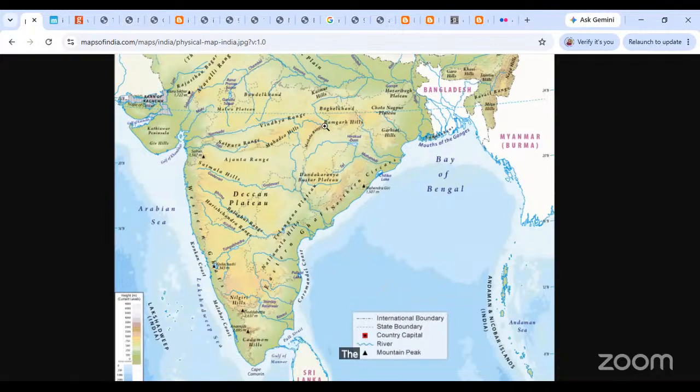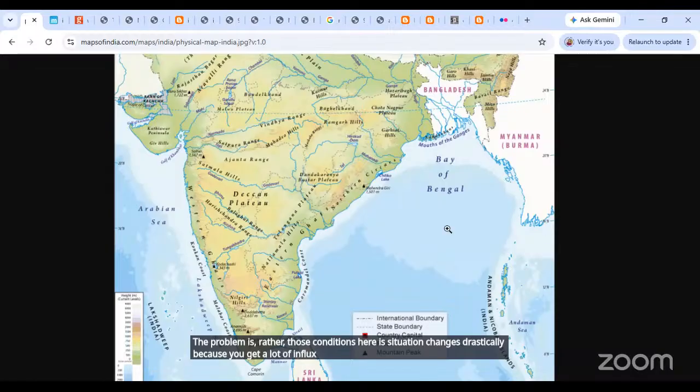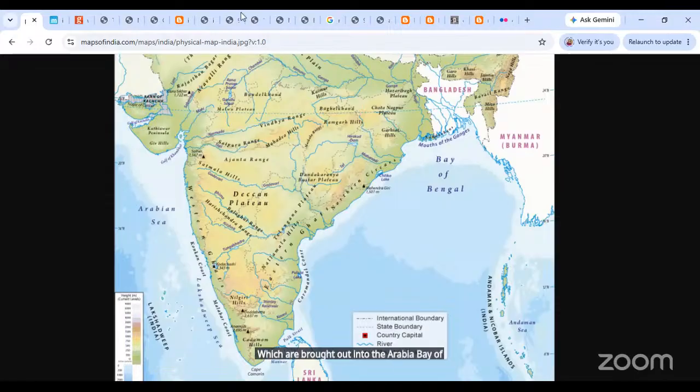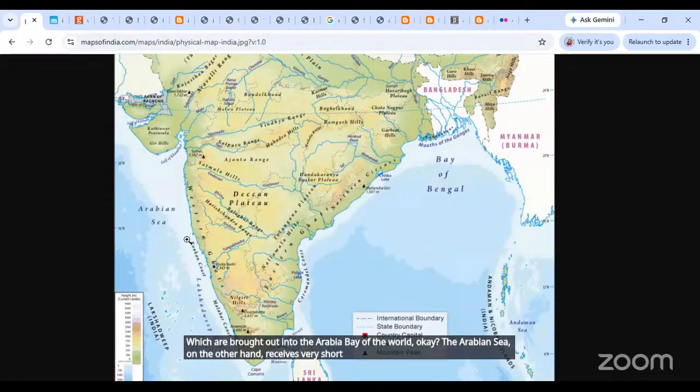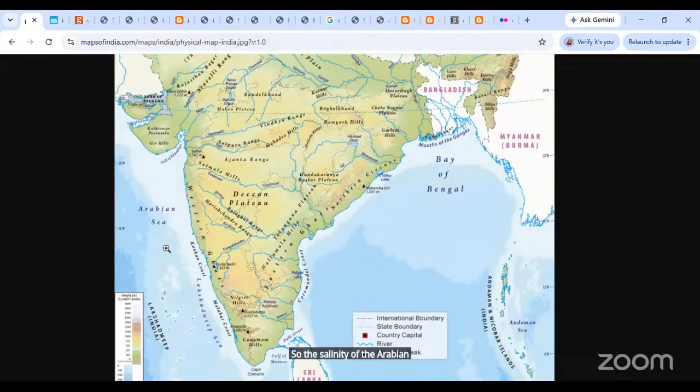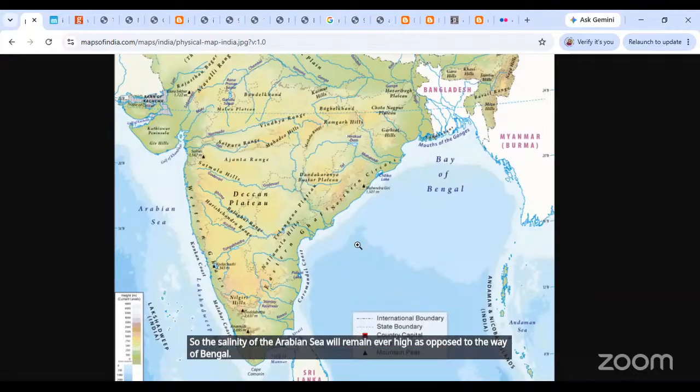The situation changes drastically because you get a lot of influx from the rivers over here. The Bay of Bengal receives the Ganga and Brahmaputra on one side, and then the Mahanadi, Godavari, Krishna, Kaveri. All of this is received over here. These are major rivers, huge volumes of water, brought into the Bay of Bengal. The Arabian Sea, on the other hand, receives very short and swift rivers. It still has to deal with the temperature, the evaporation rate is just as high, and there is not a huge influx of fresh water coming in. So the salinity of the Arabian Sea will remain higher as opposed to the Bay of Bengal. The Bay of Bengal usually has lesser salinity because of the fresh water from rivers.